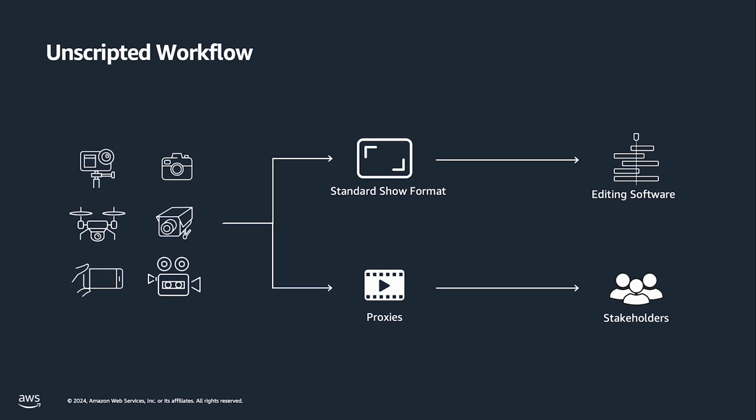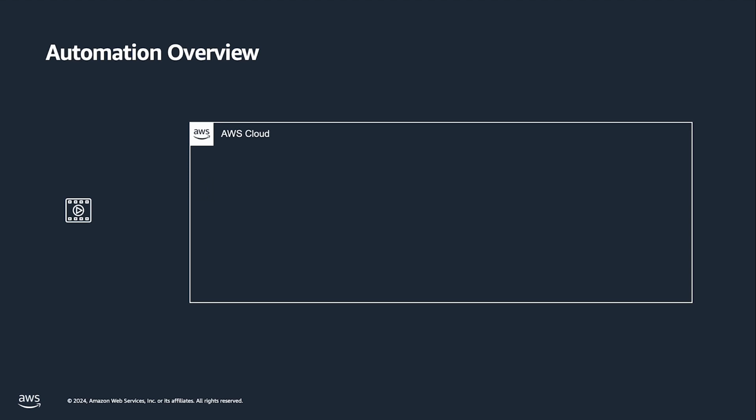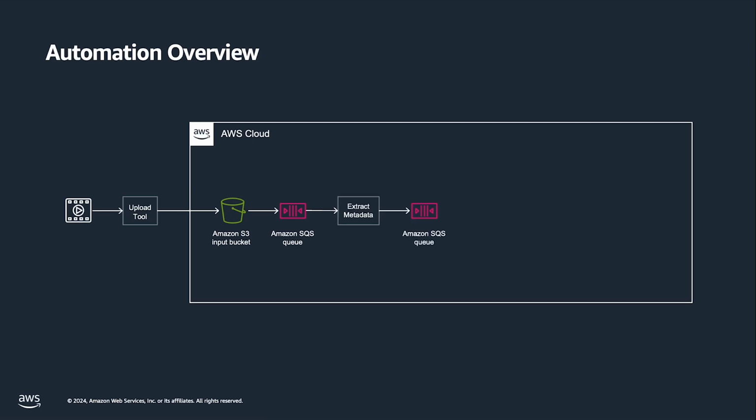Let's first take a look at the generic version of the workflow before diving into some details. In order to process the footage in the cloud, we first need to choose a tool to upload our footage into an Amazon S3 bucket. Once the upload is complete, a message is placed in an Amazon SQS queue, signaling that there's footage available for processing. The next step is to analyze the footage and determine the source in order to be able to decide how to process the clip.